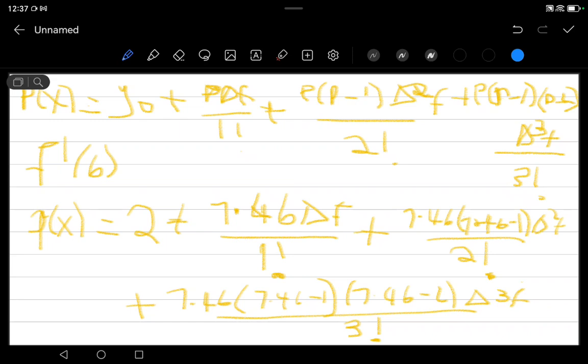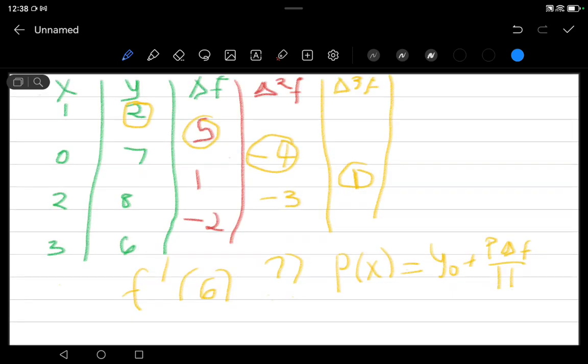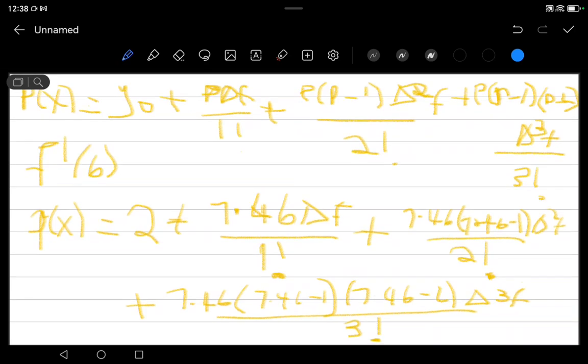So before moving forward, do you get it? Here we were just substituting the value of p wherever there's p. Okay, and then we have change f, change square f, change cube f. Remember the change f is these values. It's this one, the one that I circled, the forward one. Remember we're doing forward difference. So we have 5 minus 4, 1. Okay, so here we substituted our values, and then let's continue.